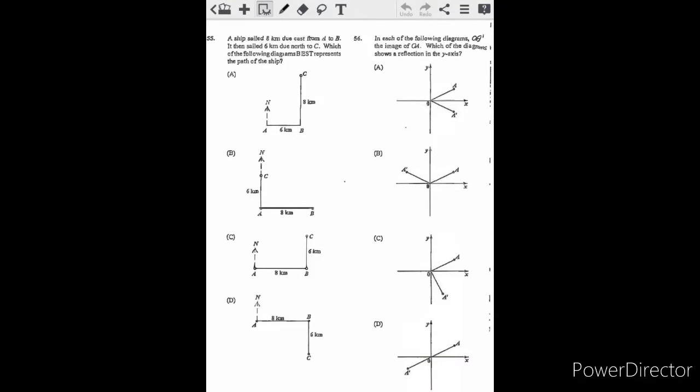A ship sailed 8 kilometers due east from A to B. It then sailed 6 kilometers due north to C. Which of the following diagrams best represents the path of the ship?